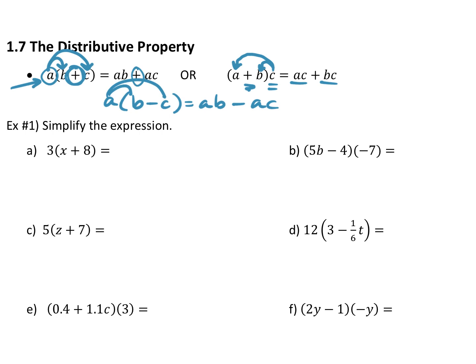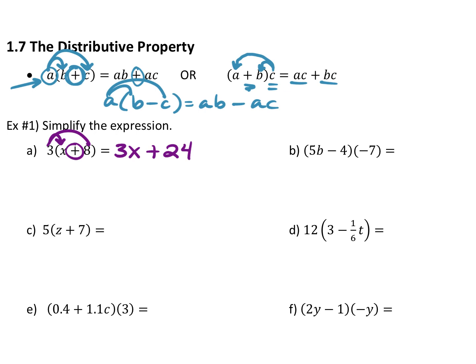Turn your Bluetooth on. Okay, so this says simplify the expression. All you're doing here is distributing. So what is this going to become? 3x plus 8 times 3 is 24. Okay, you're done. Why do we not add those together?